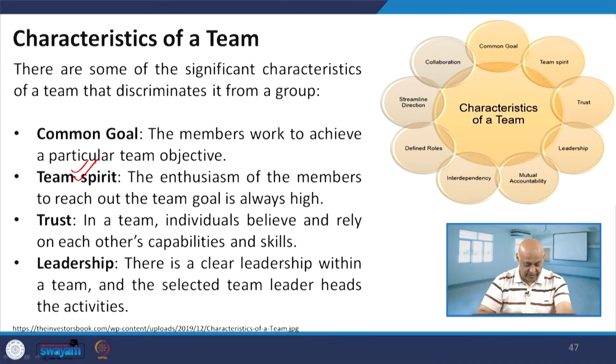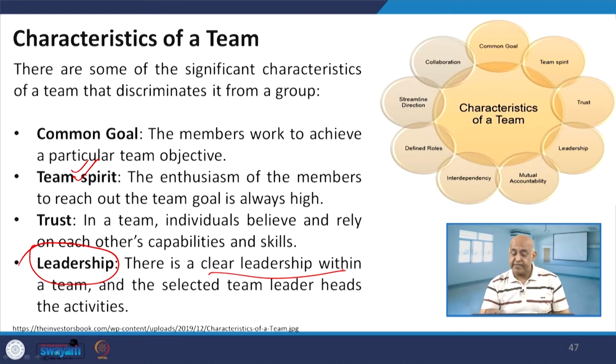Here is the role of leadership, and you have understood that is the leader. What does a leader do? The leader provides the direction, a clear-cut direction, instruction, what to do, what not to do, what will work, what will not work. That clear-cut direction, that clear leadership, will create a team, and the selected team leader heads the activities, and therefore to be a successful leader, we understand that clear direction is required.